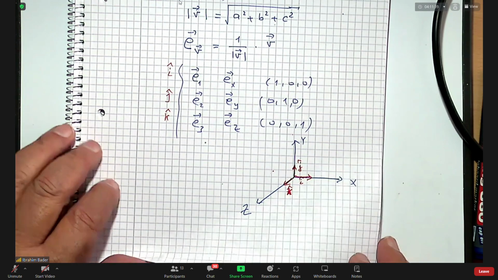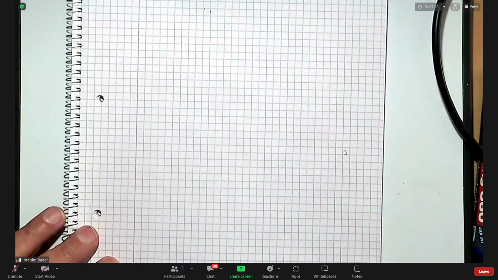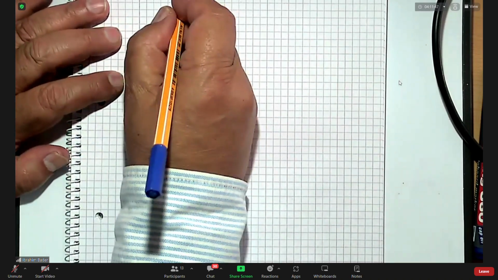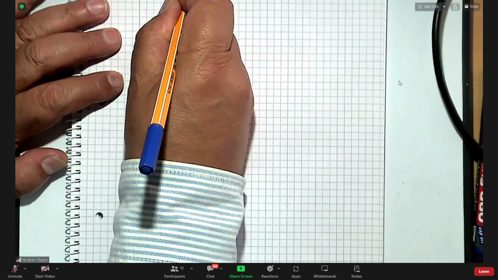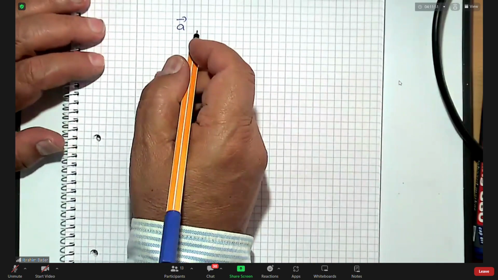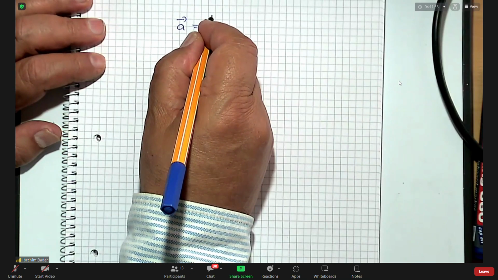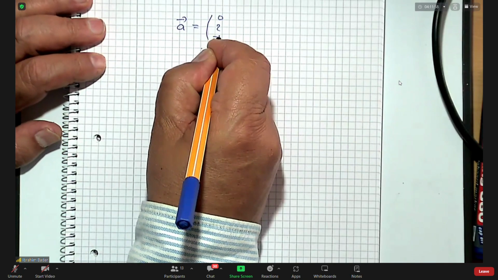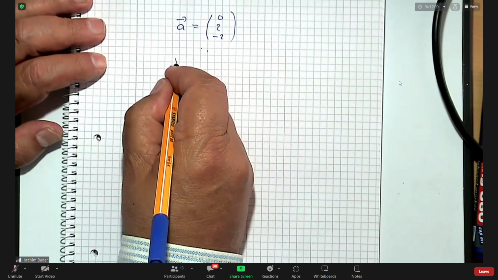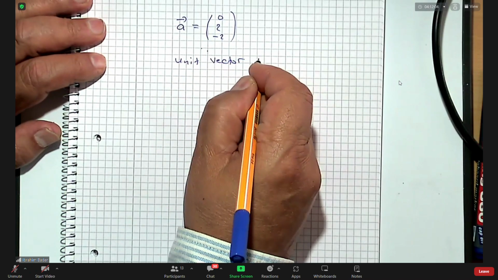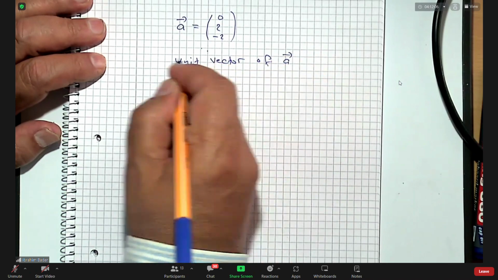Okay, please guys be seated a little bit. I have a question here by a colleague of your colleague here. Let's evaluate the unit vector of A equals 0, 2, minus 2. Okay, fine.